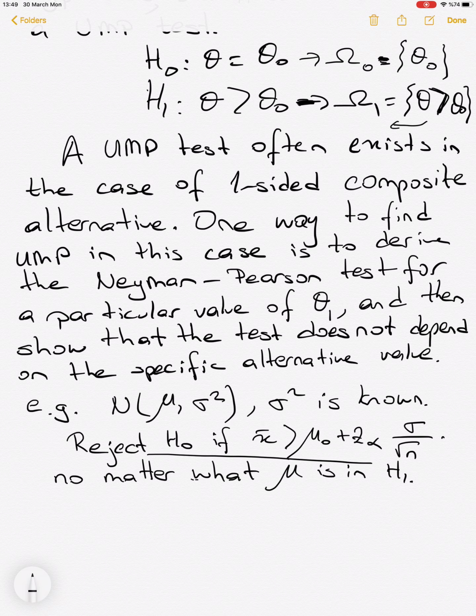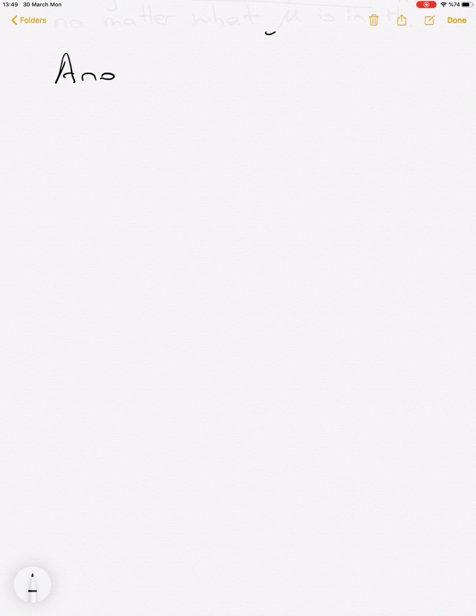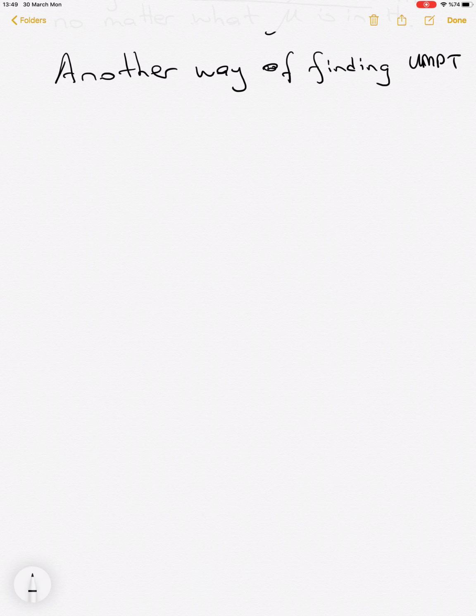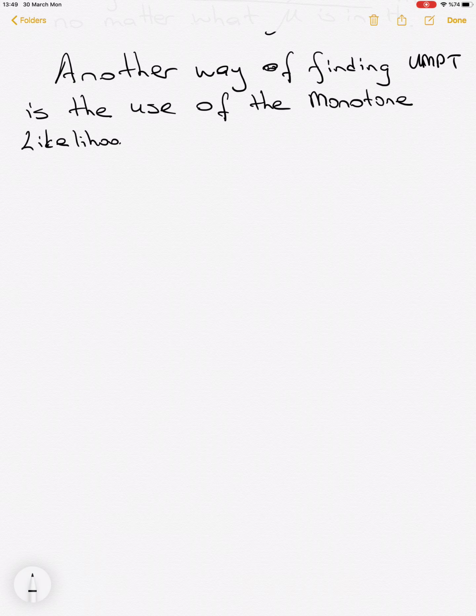But it is not an easy or efficient way to do that. Another way of finding the uniformly most powerful test is the use of some statistic, known as the monotone likelihood ratio. This is the easiest way to deal with the composite alternative hypothesis case.